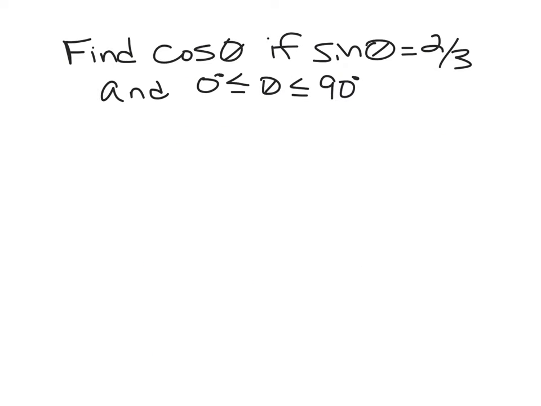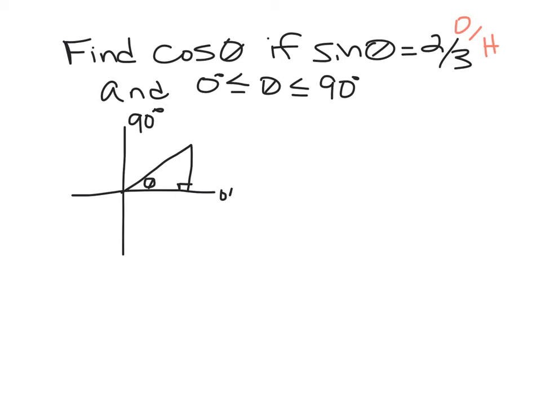Find cosine of theta if sine of theta is 2/3 and theta is between 0 and 90 degrees. So on my coordinate plane, 0 is the positive x-axis, and then 90 degrees. That means we're talking about quadrant 1 again. If I label what I'm given, sine of theta, which is O over H, my opposite side is 2, and my hypotenuse is 3.